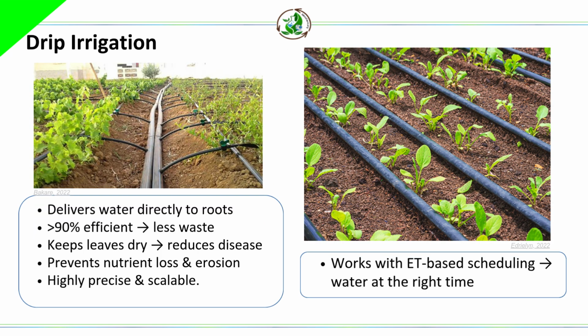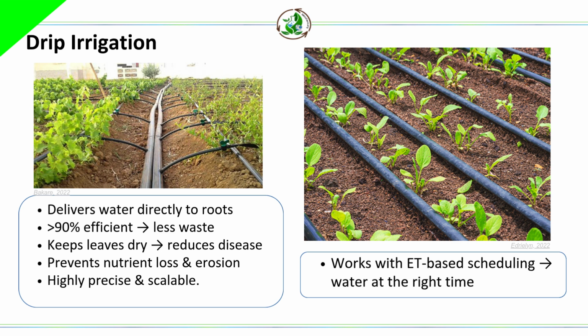Now let's talk about drip irrigation, a highly efficient way to water crops. Drip irrigation delivers water directly to plant roots, which makes it very efficient. Over 90% of the water goes to the plants, meaning there is much less waste compared to traditional irrigation methods. Because the water goes straight to the soil, it keeps leaves dry, which helps reduce plant diseases that thrive on wet foliage. Drip irrigation also prevents nutrient loss and soil erosion because water isn't running off the surface and washing away valuable soil or fertilizer.